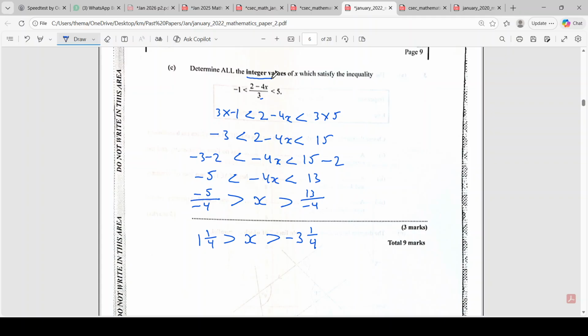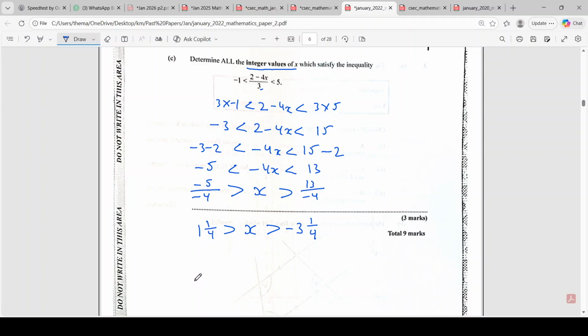Determine all the integer values, right? So they want the integer values. So let me do it on a number line, and then we can figure out what the values is. 0, 1, 2, 3, negative 1, negative 2, negative 3. Right, so based on this inequality, x must be greater than or equal to negative 3 1/4. So negative 3 1/4 is somewhere here.